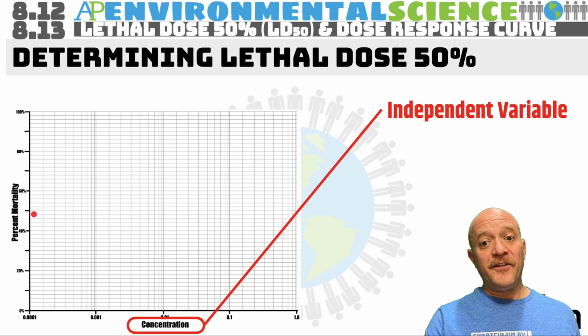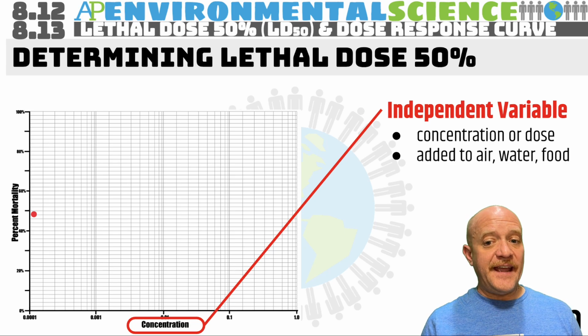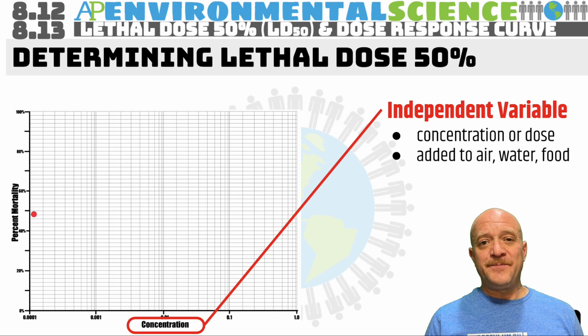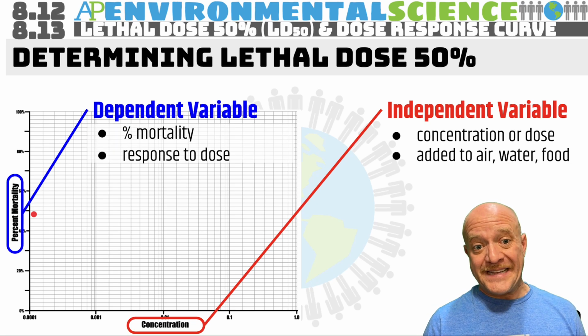The independent variable is the concentration of the dose. It can be added to the air, to the water, or to food items. So oftentimes, especially with the red dyes that are found in Doritos and Takis, those are done by adding it to the food. Now we'll have our dependent variable, which is going to be the percent mortality.